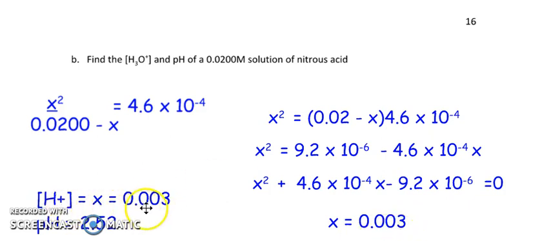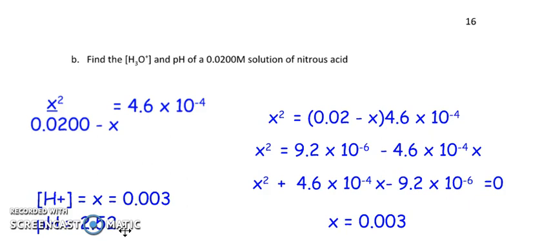So H+ is 0.003 if you go back and look at your original ice table, and so the pH is 2.52. So if you have the exact same acid but a more dilute initial concentration, your final pH will go up. Why is that? Well, if you have less initial stuff to start with, you're going to make less H+. Less H+ means a higher pH.